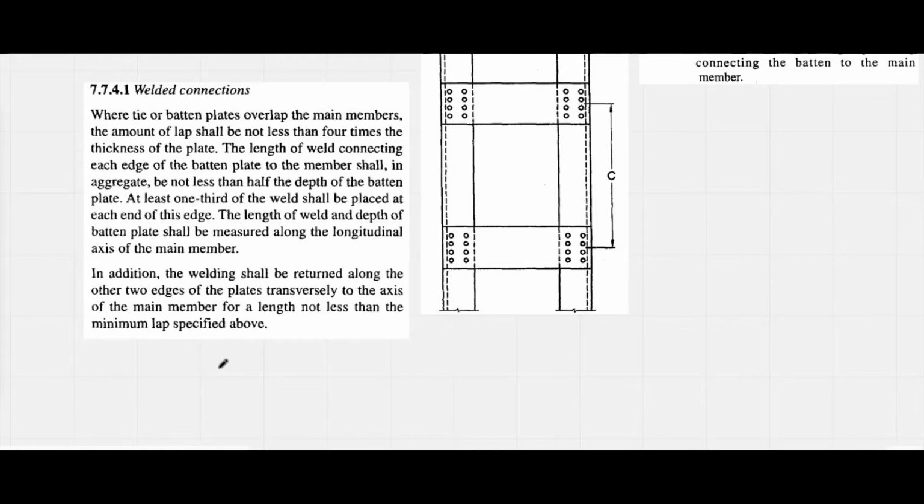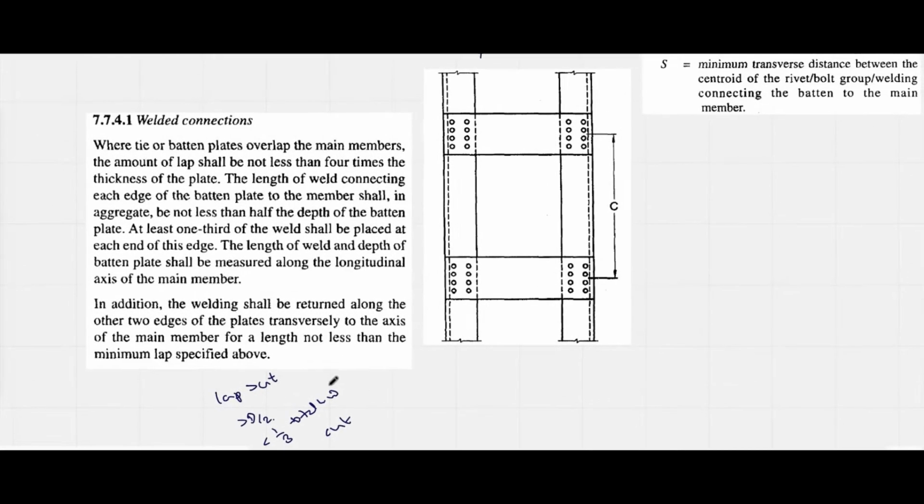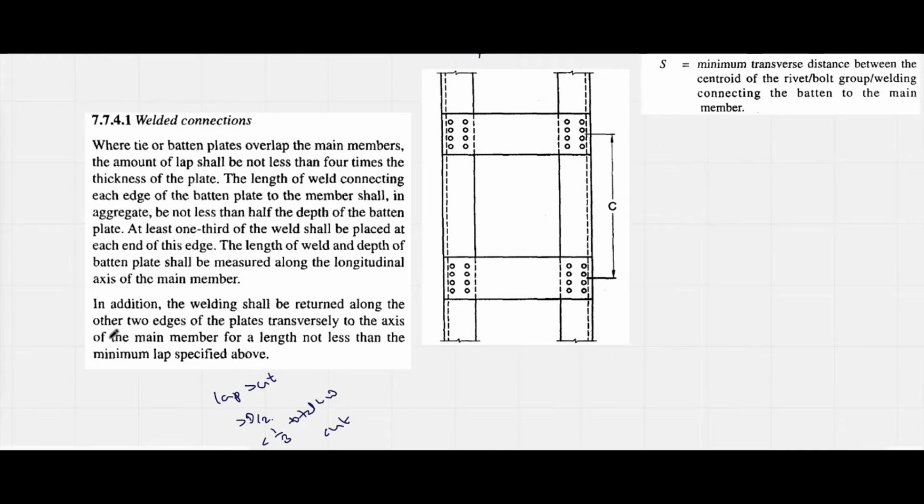It has been given that the lap should be at least greater than 4 times the thickness, or the total length of weld at the edge of batten must be greater than D by 2. The length of weld at each edge of batten must be less than 1 by 3 of the total length of weld required. And the return weld along the transverse axis must be less than 4 times the thickness of batten. So this is the provision they have given for end connection in clause 7.7.4.